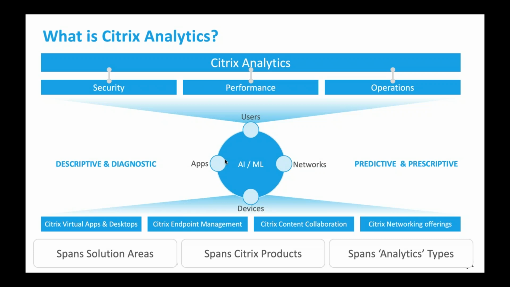So Citrix Analytics essentially is a cloud service, like what Rich said. It's a cloud service, but it supports on-prem as well as hybrid environments. The way it works is it collects telemetry and control plane data that is sent by Citrix products to the Citrix Cloud Control Plane. It collects this data, analyzes it using artificial intelligence and machine learning, and then displays relevant alerts and notifications in the various different service UIs.